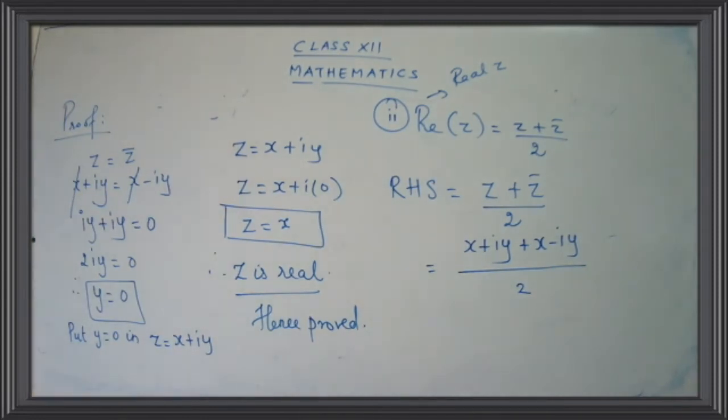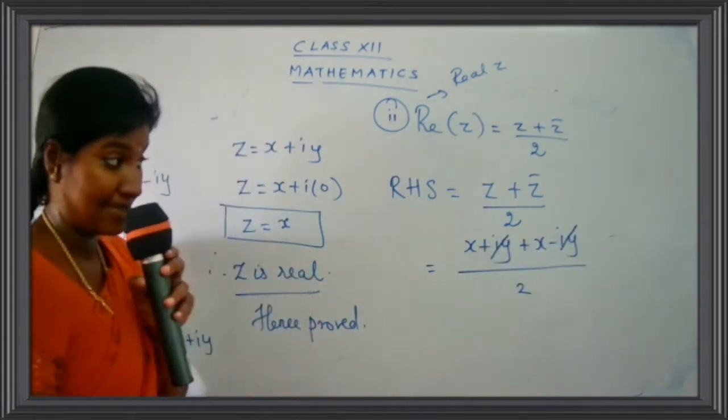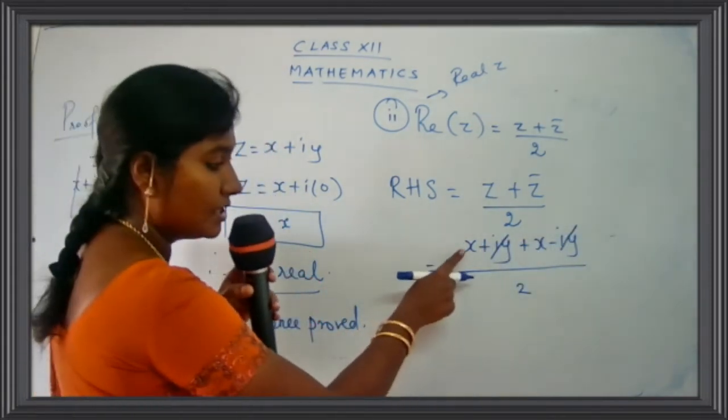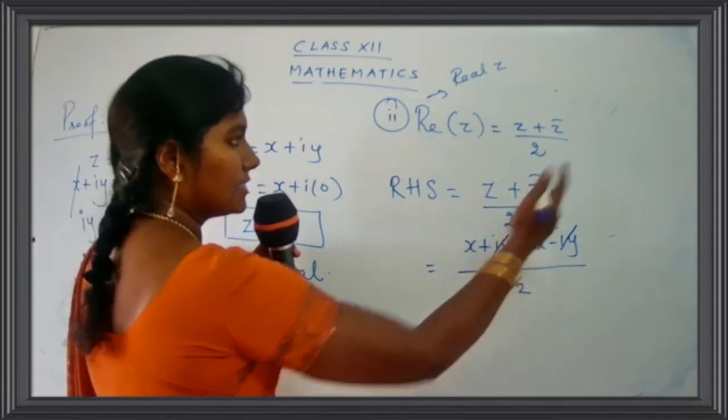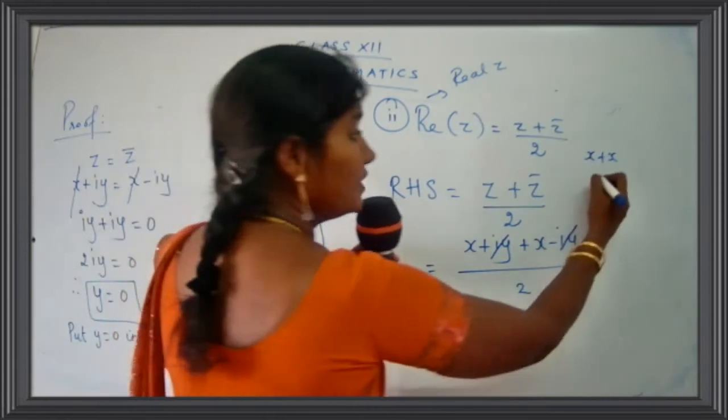Now let's try to simplify it. What do we get when we simplify? Here, plus iy minus iy gets cancelled. What is left here? x plus x. What is the answer for x plus x, children? Yes, it's 2x. 1x plus 1x.